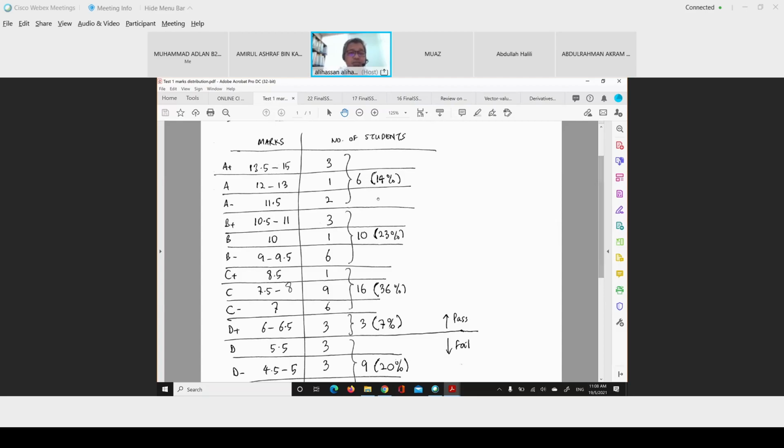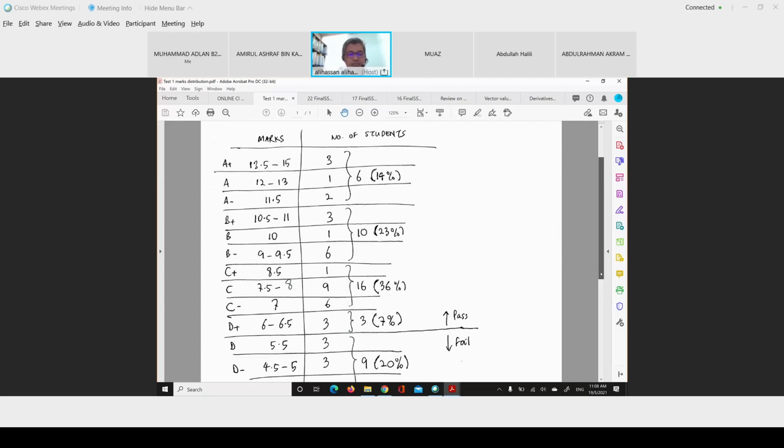And it doesn't mean that a person who gets A will also get A towards the end of the semester. It depends very much on how many marks you will get for the remaining assessments. The reason I show this is so that you can see where you stand among other students in the class.